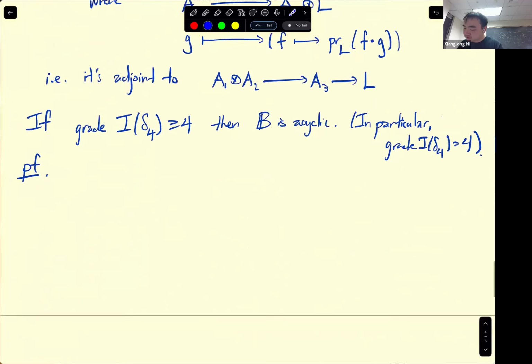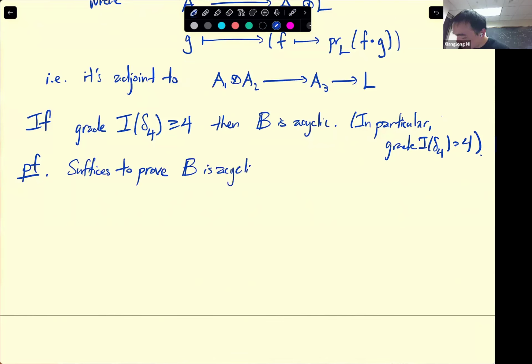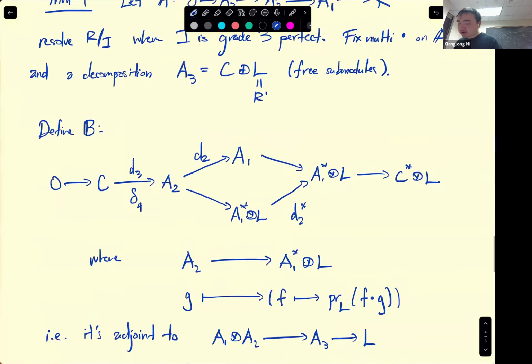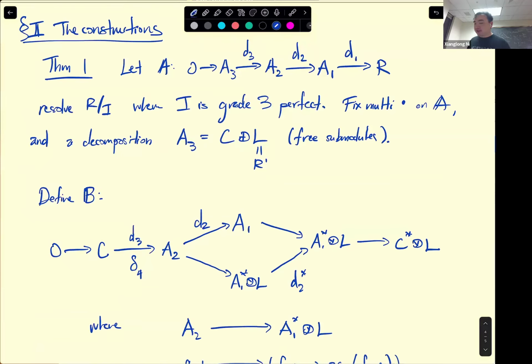And so it suffices to prove, not sure why my pencil is acting up like this, suffices to prove that B is acyclic in grade 2. And again, what I mean by being acyclic in grade 2 is that it's acyclic when localized at a prime of grade at most 2. But then the next observation is that this construction of B from A only uses the differentials of A and the choice of multiplicative structure, but in particular it is compatible with localization, right? Because I can also just localize the multiplicative structure to get a multiplicative structure on the localization of A.